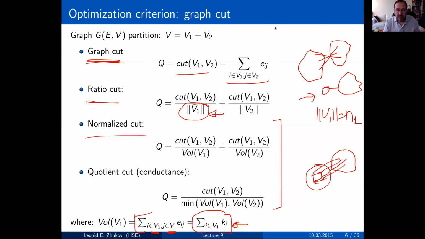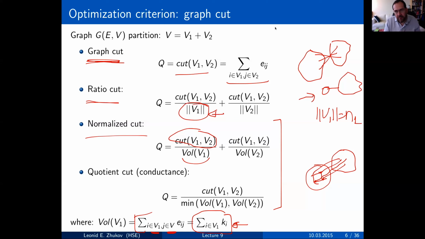Remember, it's the number of edges crossing the divide, divided by the number of edges within the cluster. Cut is the number of edges crossing the partition, going from one cluster to another, and the volume is really the number of edges, not only within, but the number of edges that originate from the nodes within the cluster. And it consists of two pieces because we're dealing right now with bipartition.